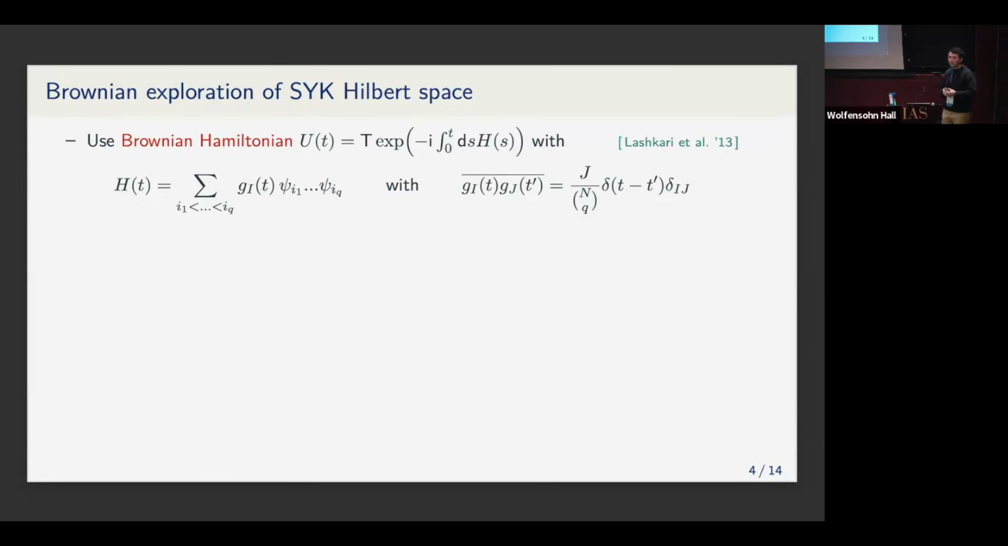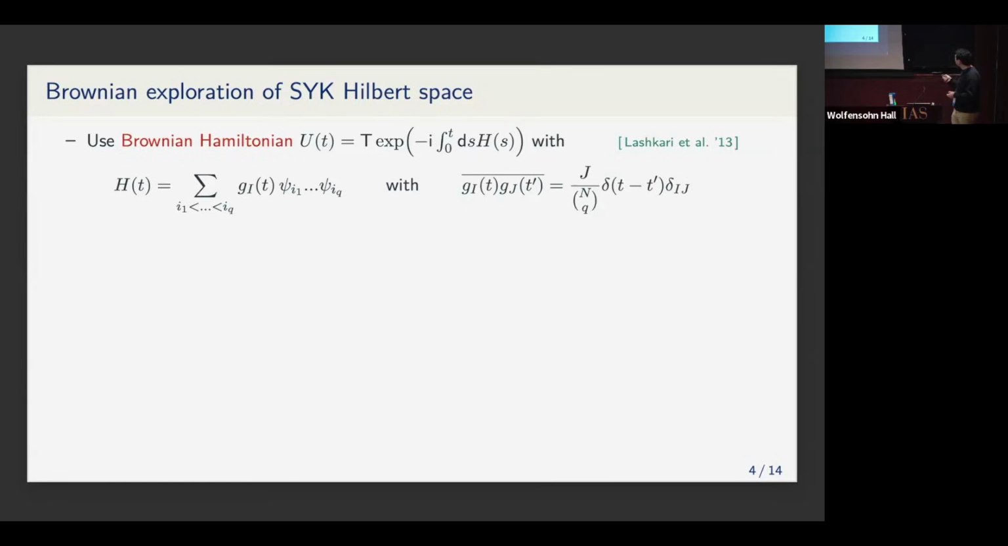I'm going to define a Brownian Hamiltonian as some time-dependent Hamiltonian of the following form. I'm going to take some operators. Here, I'm just specifying length q Majorana strings, and I'm attaching time-dependent couplings to these operators. So a Brownian Hamiltonian is defined by an ensemble of white noise correlated random couplings. Essentially, that means that the couplings are uncorrelated from each other at different times. Okay? And moreover, I will take these couplings to be Gaussian random.